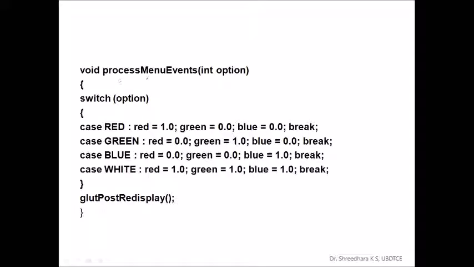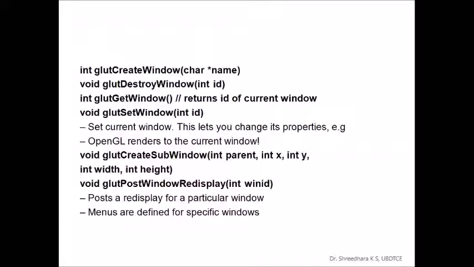Inside this menu event processing, based on the ID, you observe the switch option. If ID is equal to red, all these variables are set properly and the object becomes red, green, blue, white. Based on the options selected by the user, the routines will be done. After all this, remember to call the glutPostRedisplay function. The new changes you have made to your object will be refreshed and shown on your screen.